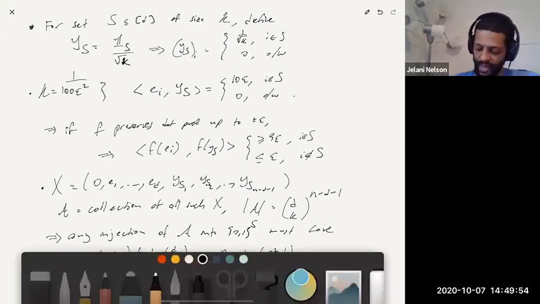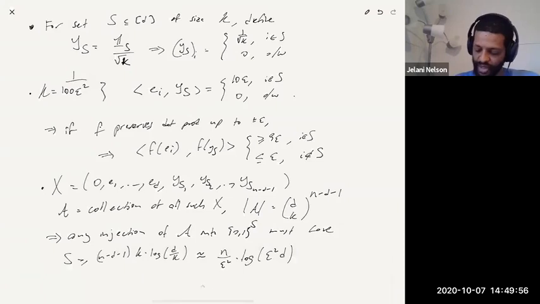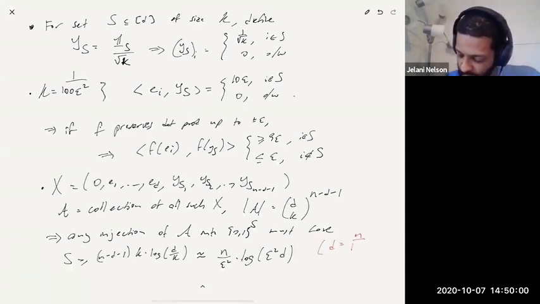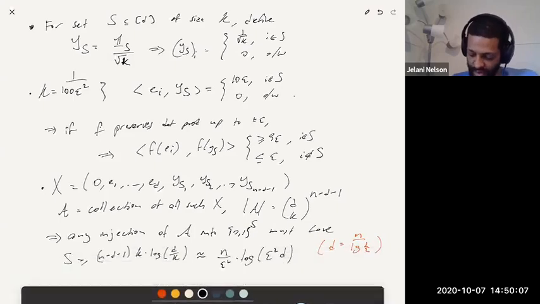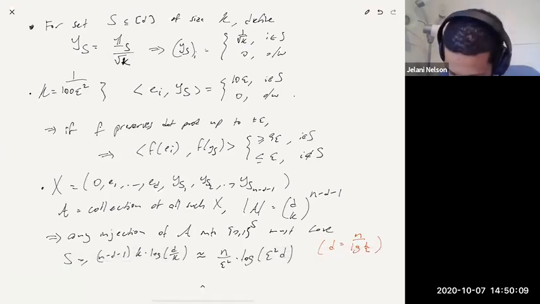And for now, let me make the assumption. This assumption can be removed later. Let me make the assumption that D is exactly equal to N over log 1 over epsilon. We'll see where that comes in, and I'll say why that can be removed. But then this becomes basically N over epsilon squared log of epsilon squared D.